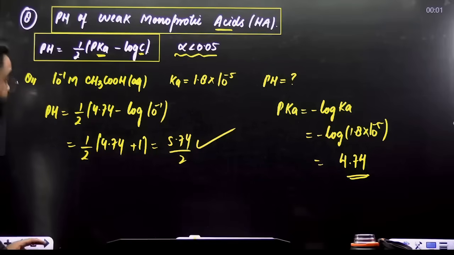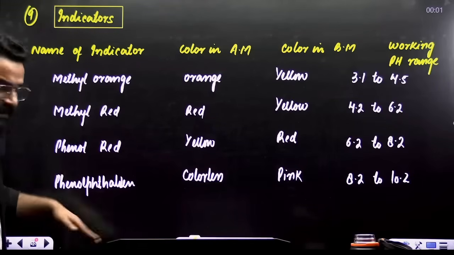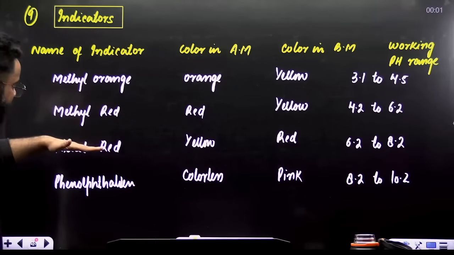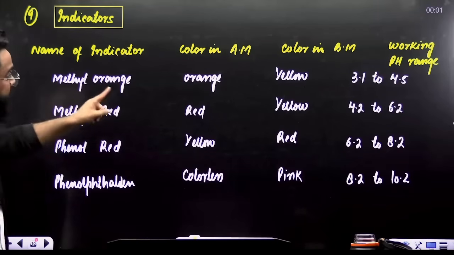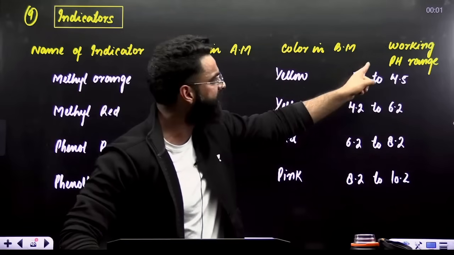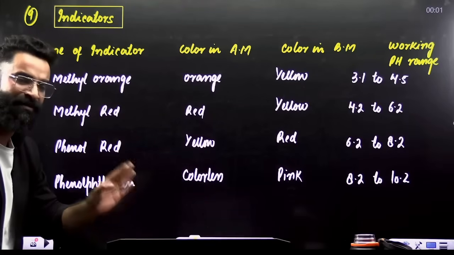Again, simple and basic stuff. My dear students, there can be memory-based questions based on indicators. There are 4 indicators which you have to remember: methyl orange, methyl red, phenol red, and phenolphthalein. You have to remember their color in acidic medium. You have to remember their color in basic medium. And you have to remember their working pH range as well. Anything can be asked from this particular table as the memory-based question.